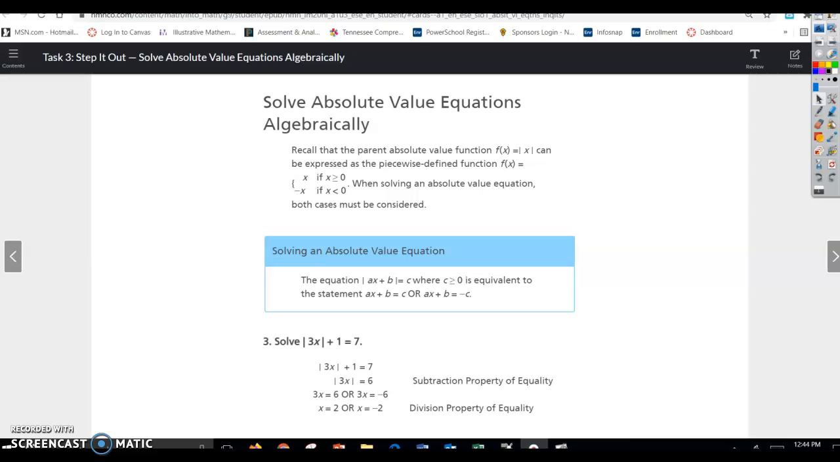Lesson 8.3, solve absolute value equations algebraically. All right, this is task 3.